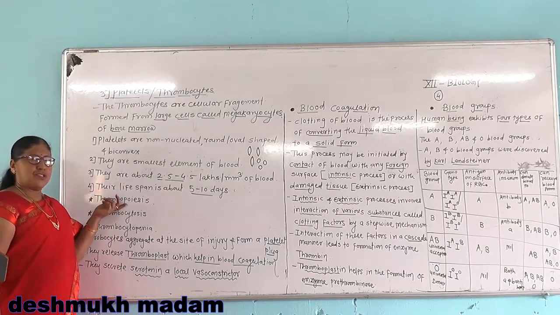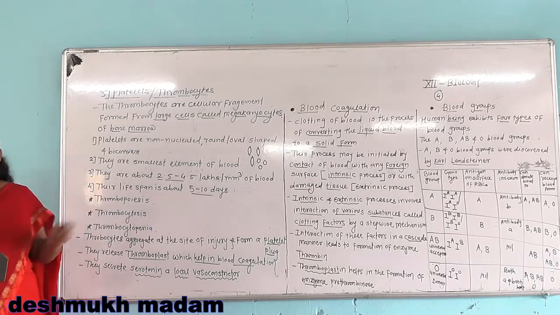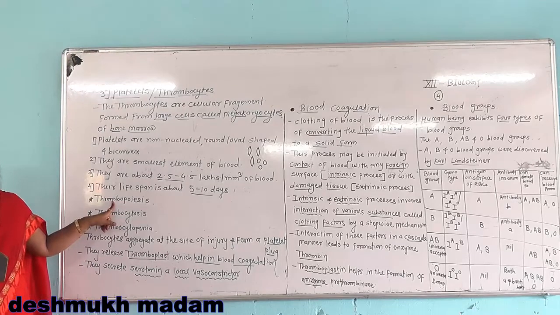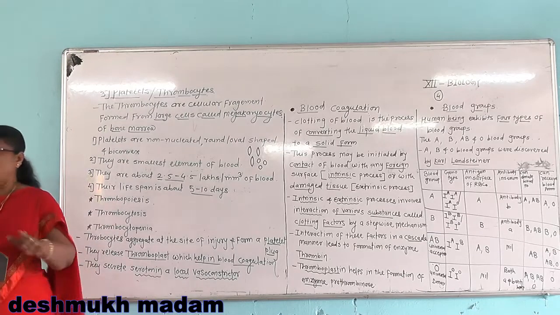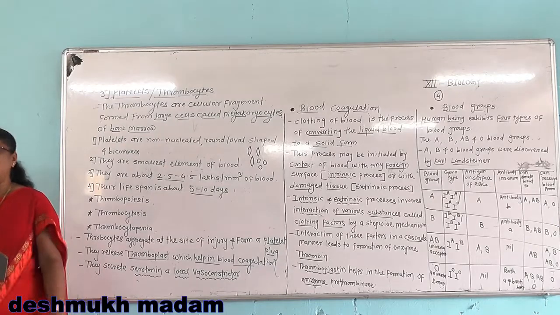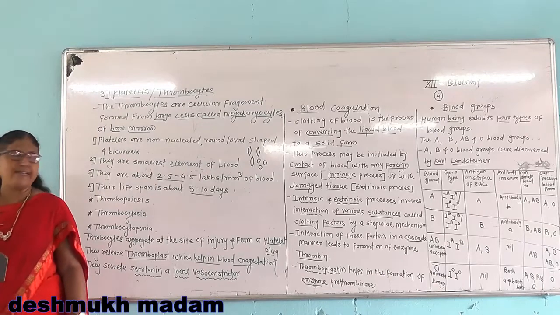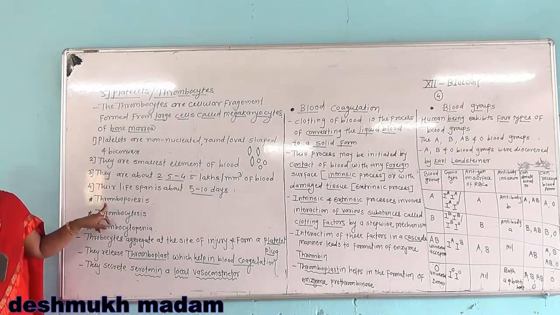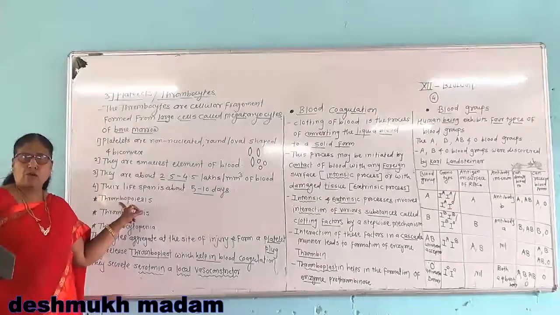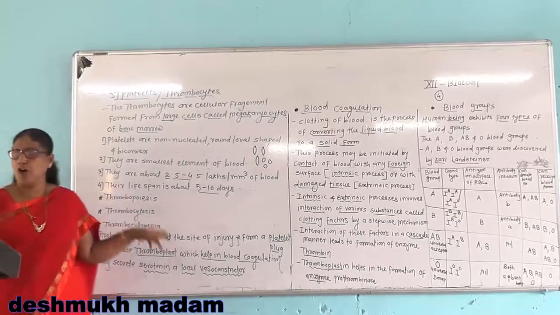Now the conditions. The first condition is thrombopoiesis. The formation of platelets or thrombocyte cells is called thrombopoiesis.